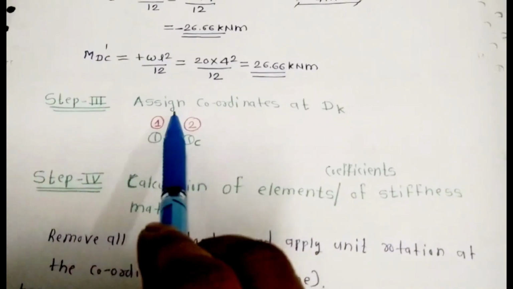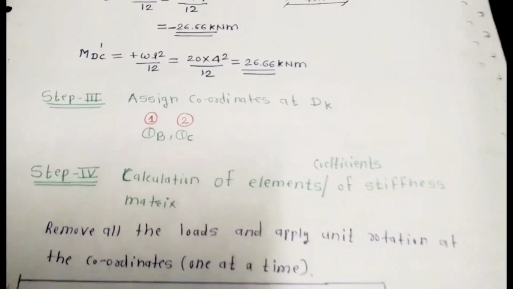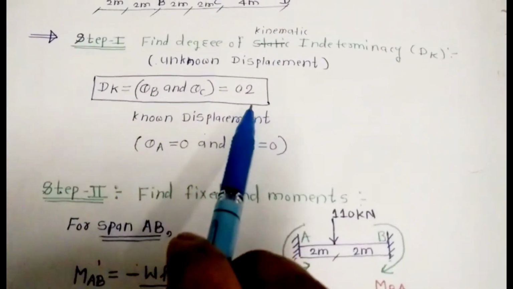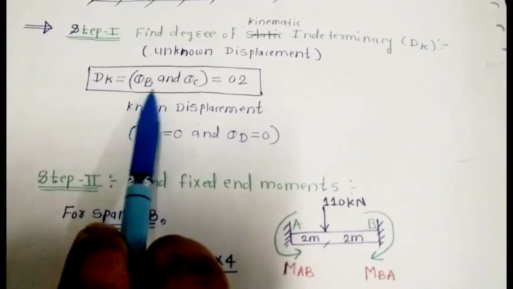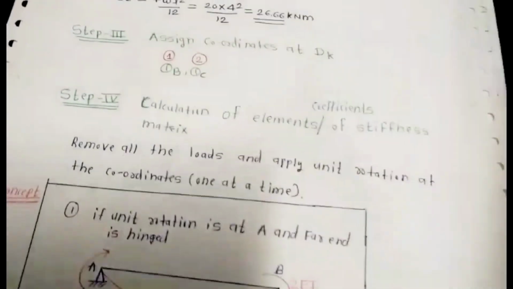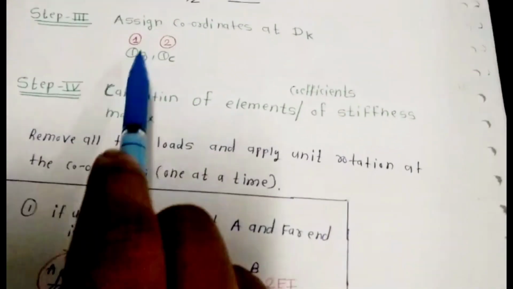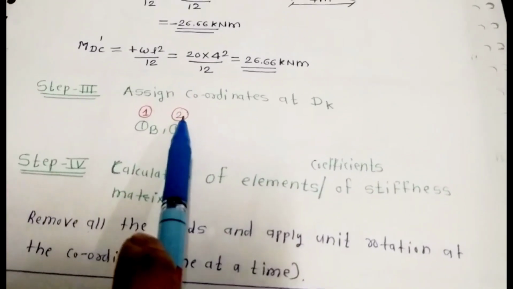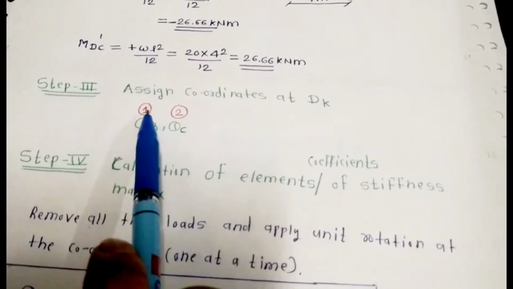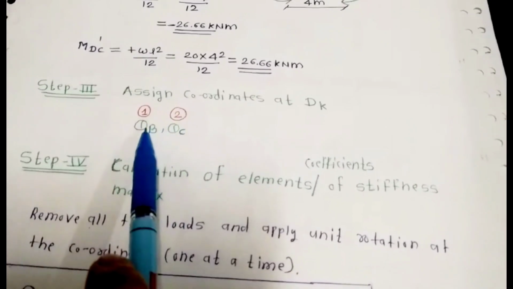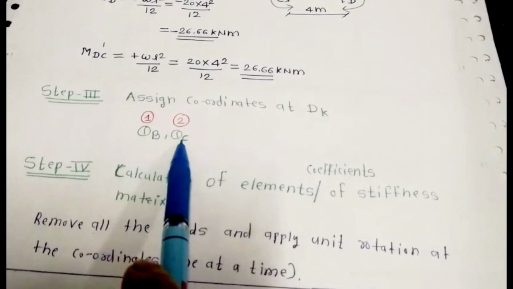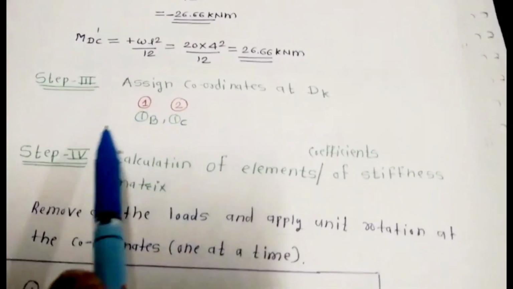Now step number 3 is assign coordinates at dk. So you can see here the degree of kinematic indeterminacy was 2, that is, the unknown displacements were theta B and theta C. So I will assign the coordinates 1 for theta B and 2 for theta C. So there are two coordinates, 1 and 2, assigned for the degree of kinematic indeterminacy, for the unknown displacements theta B and theta C.